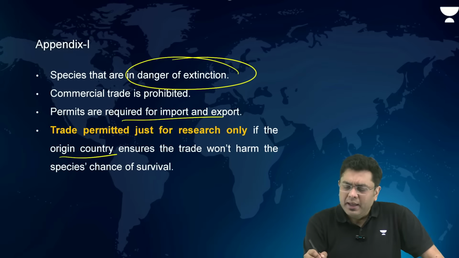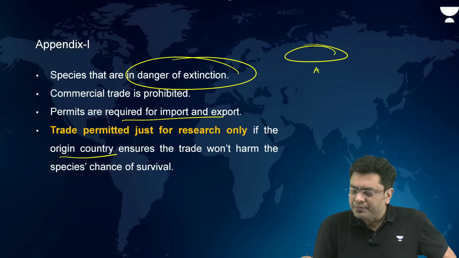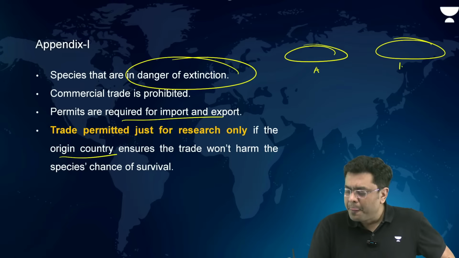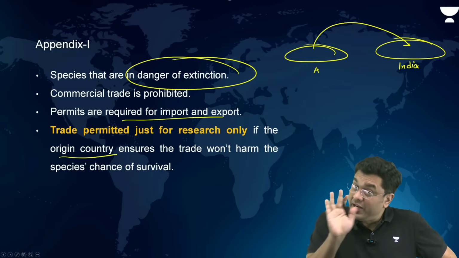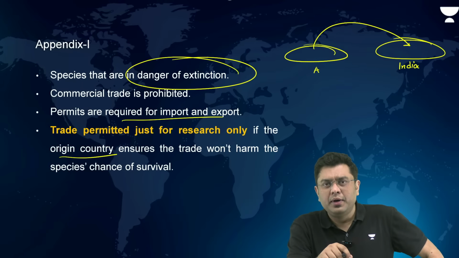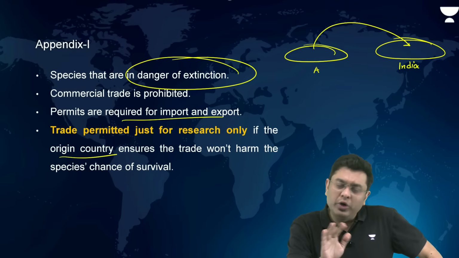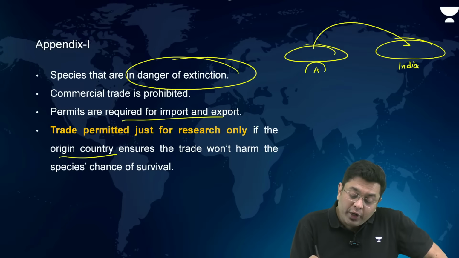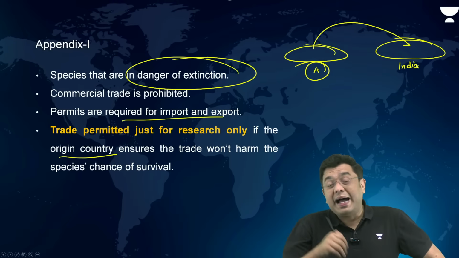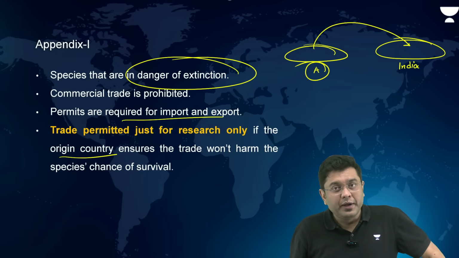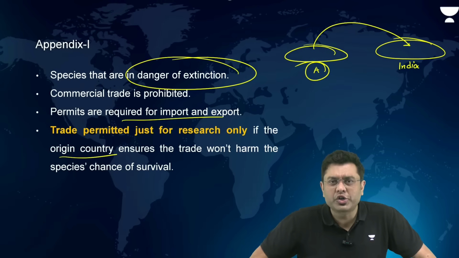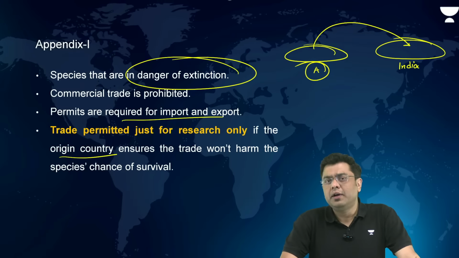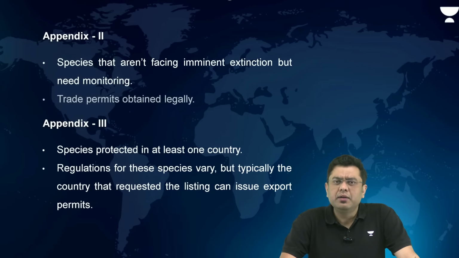What does that mean? Let's suppose country A sends to India one of the species of cheetah, only for research, right? Not for any other factor, only for research. Now, it will be the onus on A to ensure that the cheetah is not dead. So, I'm just giving you an example. That is not the case in terms of the cheetah reintroduction plan, but that is the aspect of the species included in Appendix 1. Then Appendix 2 and 3 are much more liberal.